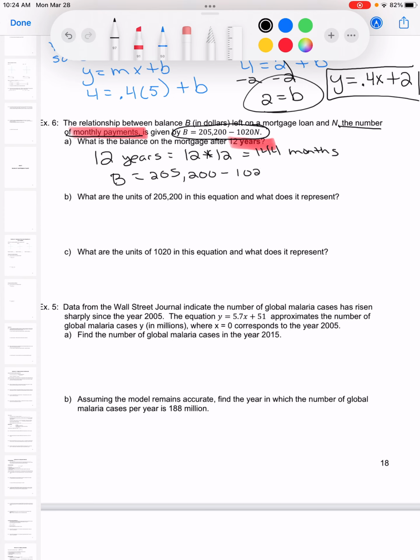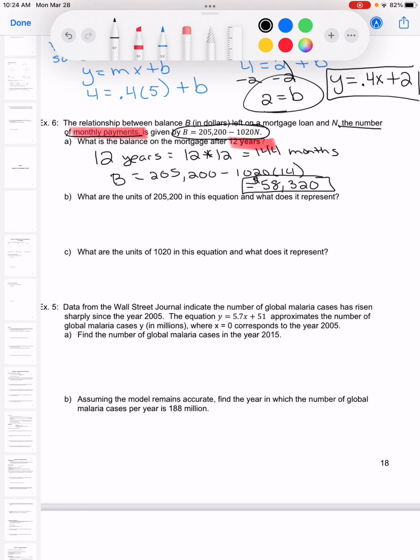And what that means is I'm going to plug in 144 for N, because N was the number of months. And then I can just type that directly in my calculator to get my answer. So nothing fancy. I like these problems. So after 12 years, what I would owe on the house is $58,320.